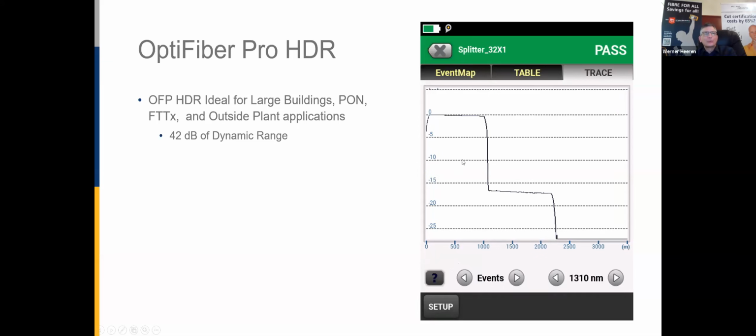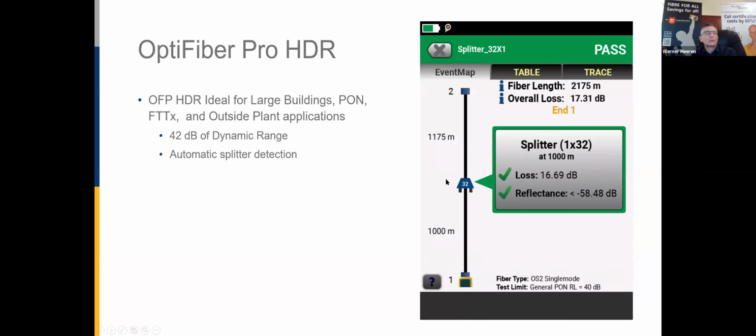The high dynamic range OTDR is more for PON, passive optical networks, larger buildings, hotels, outside plant applications, FTTH, fiber to the desk, with a higher dynamic range. So we can discover this splitter automatically. Here you see a screen where you automatically discover, in this case, a 32 port splitter.